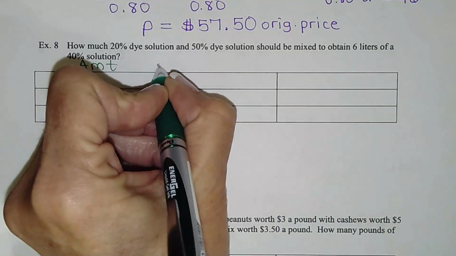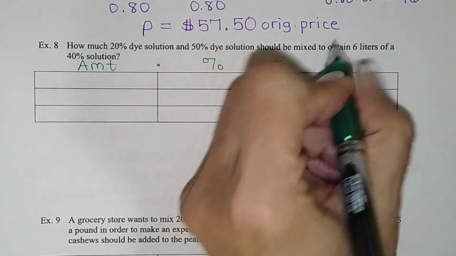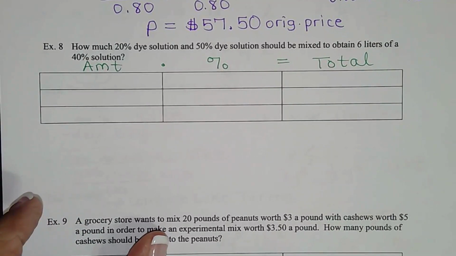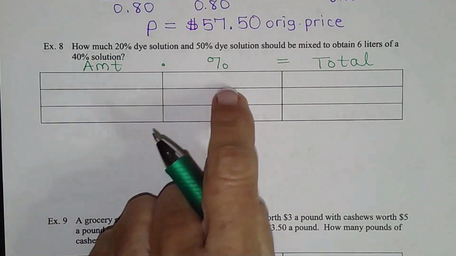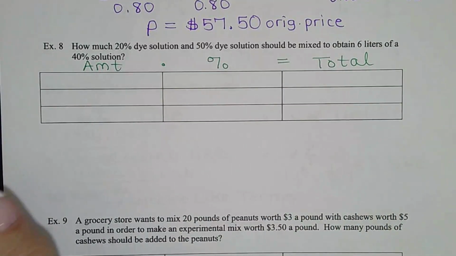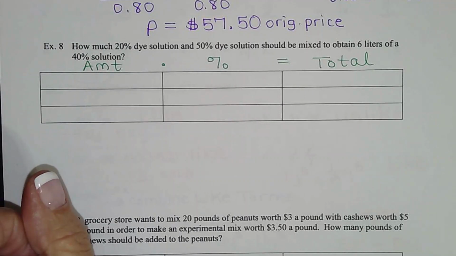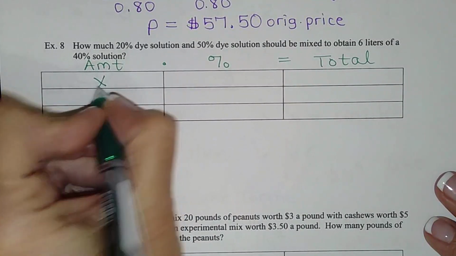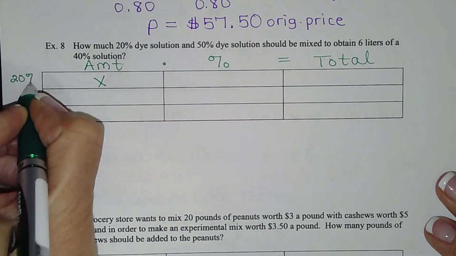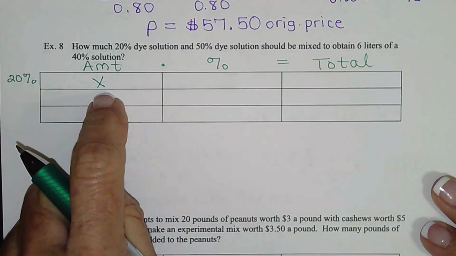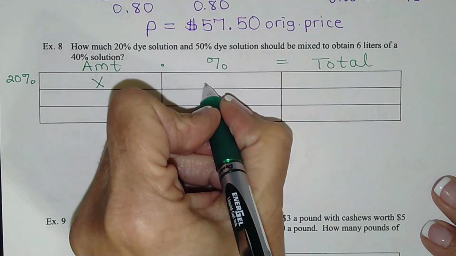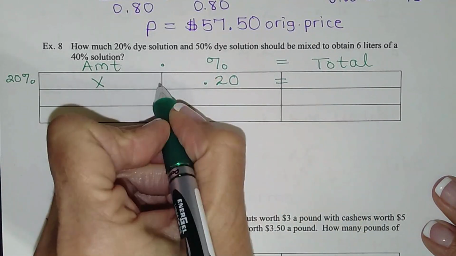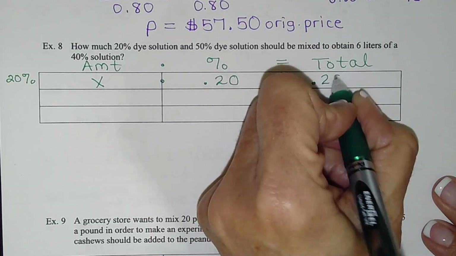It's amount times percent equals the total. And I guess I just memorize it in my head. How much I'm using times the percent, that'll tell me how much it is. Okay. So how much of a 20% dye? So right here, and we'll put 20% there. How much, that tells us to use an x, of a 20% dye, 0.20. And we know when we multiply these, this is going to give us 0.20x.